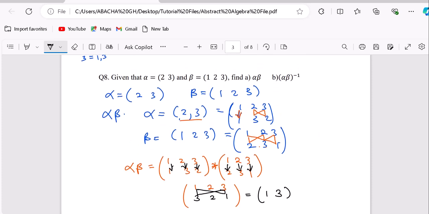Now they are saying that we should find the inverse. As for the inverse, I think I'll stop it here. Then we'll look for the inverse in the next video.